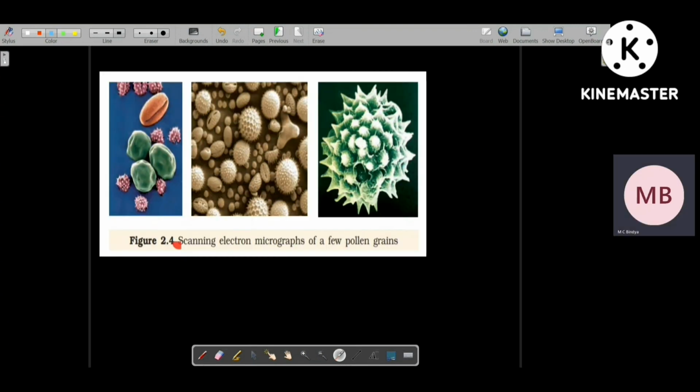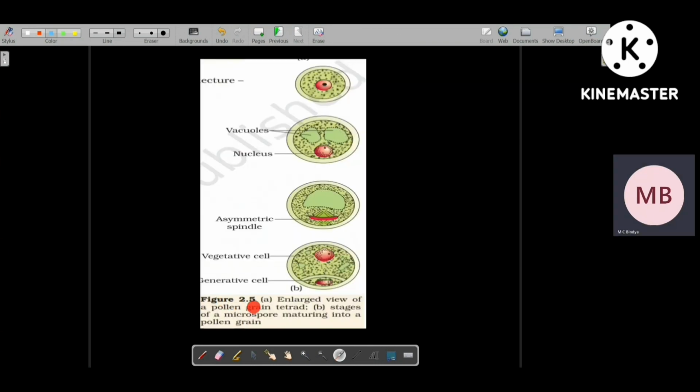Now figure 2.4 shows scanning electron micrographs of a few pollen grains. So you can see the pollen grain exine. It differs from one pollen grain to another. Figure 2.5 shows enlarged view of a pollen grain tetrad.